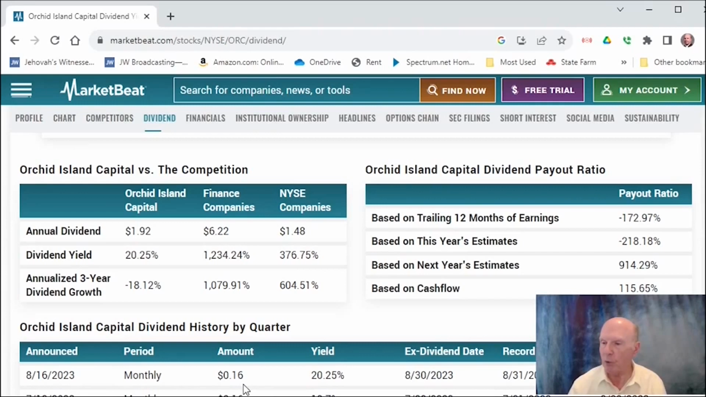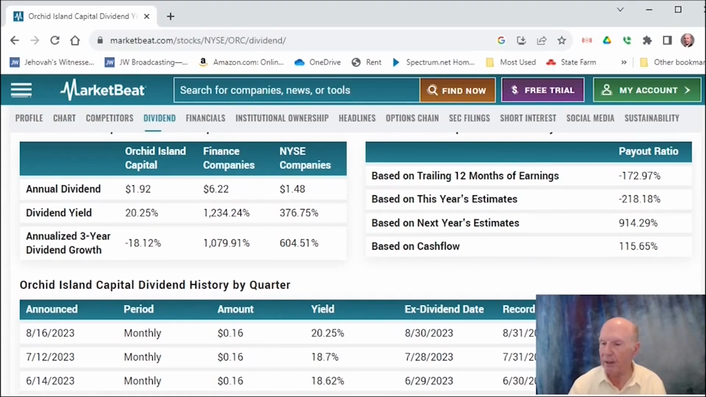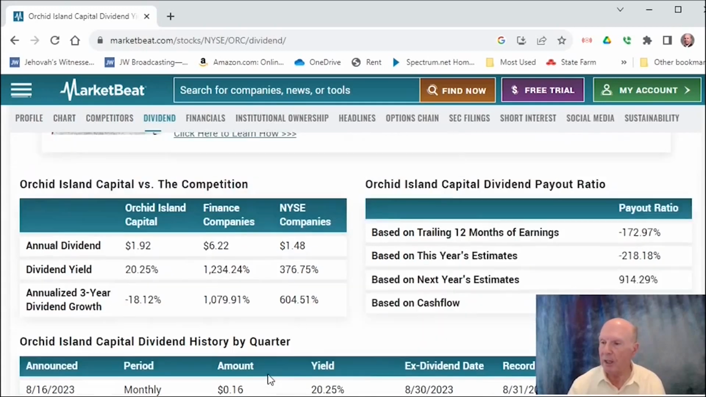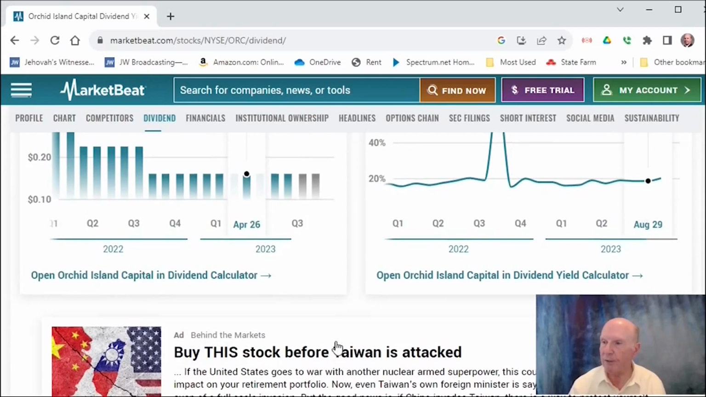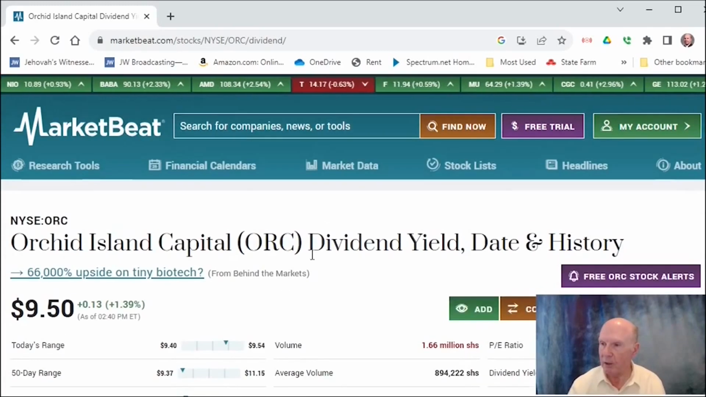And just while we have it up here, you can see that for this year, for at least since March, it's been paying a 16-cent a share dividend. So it's been pretty stable for the last several months, and that makes me feel good to know that it's been consistently paying that dividend for a while.